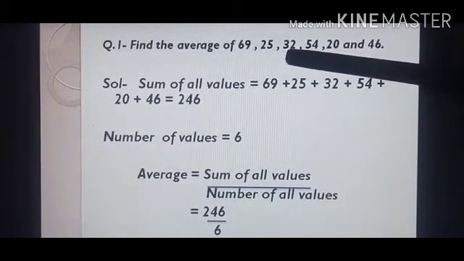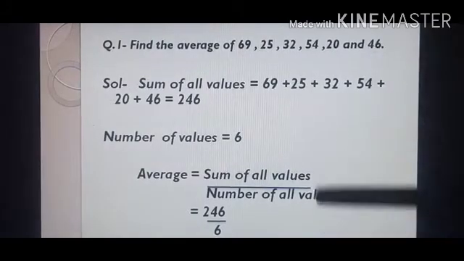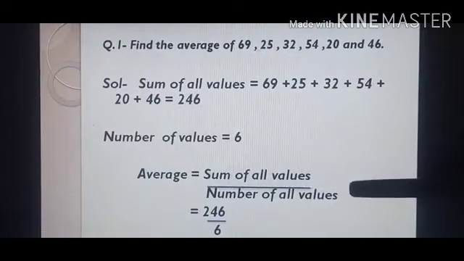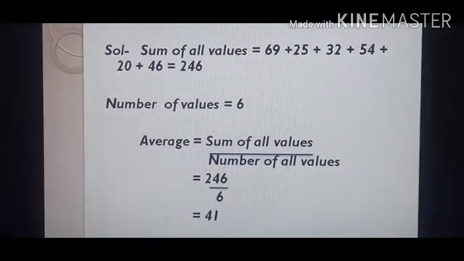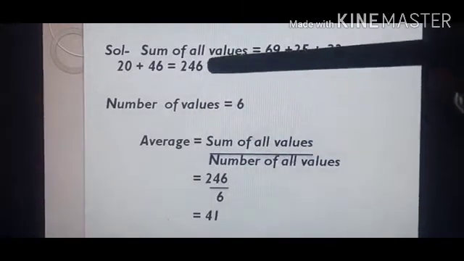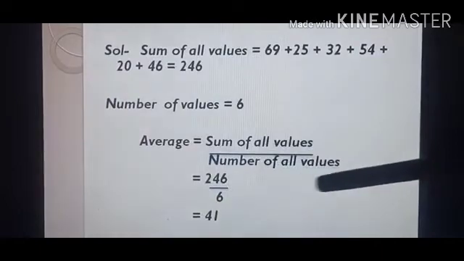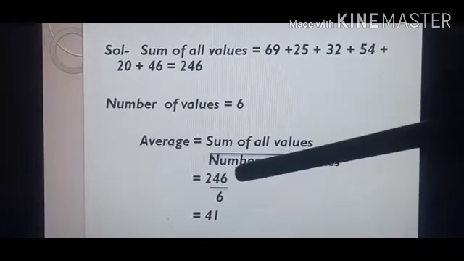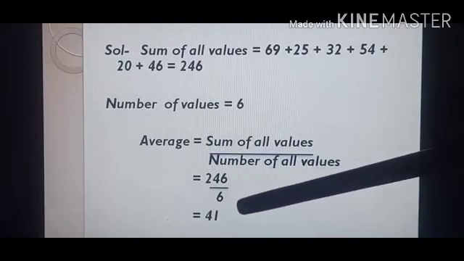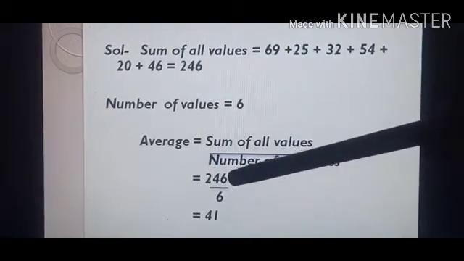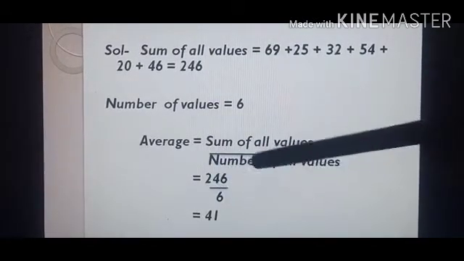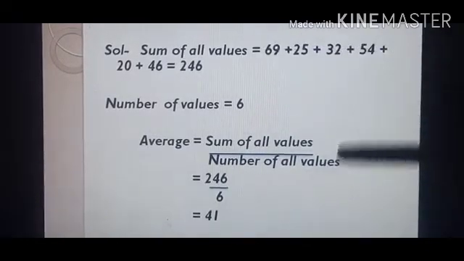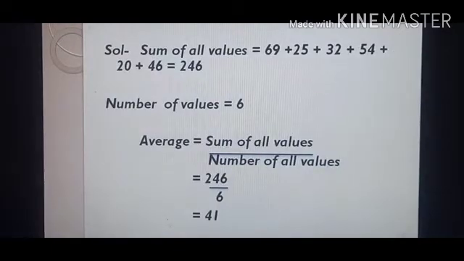And now number of the values. See 1, 2, 3, 4, 5, 6. Average is equal to sum of all values divided by number of all values. Sum of all values is 246. Number of values 6. 246 divided by 6. When we divide 246 by 6, we can do cancellation also. 6 4s are 24, 6 1s are 6. So after cancellation, we will get our answer 41. So average of these values is equal to 41. Clear?